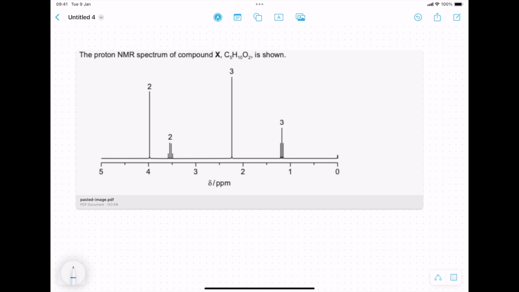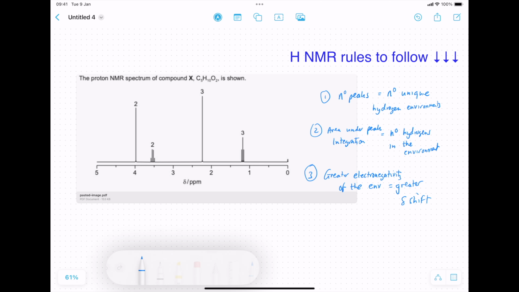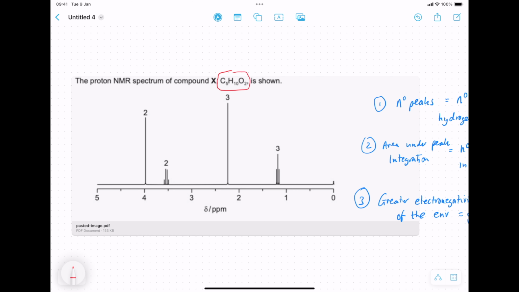And let's start. So the proton NMR spectrum of X, C5H10O2, is shown below. And that's it. We've got to work out what compound X is. So there's two things I'm thinking of immediately before starting this question. Number one is this formula. This is what my head is thinking before I look at the spectra.